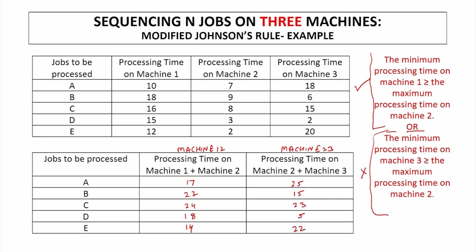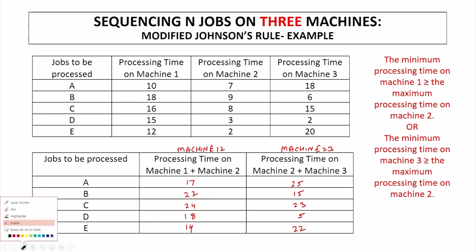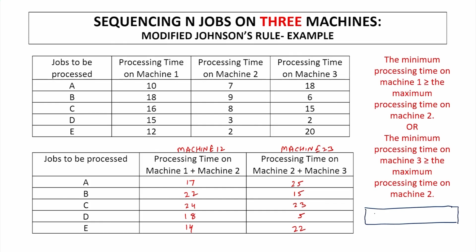Once we have done this, now it is a case of n jobs and 2 machines, and we can very easily apply Johnson's rule. As we know, what is required in Johnson's rule? We have to make slots. 5 jobs are there, so we have to make 5 slots here: 1, 2, 3, 4, 5.